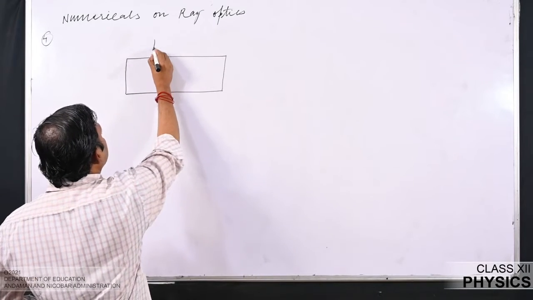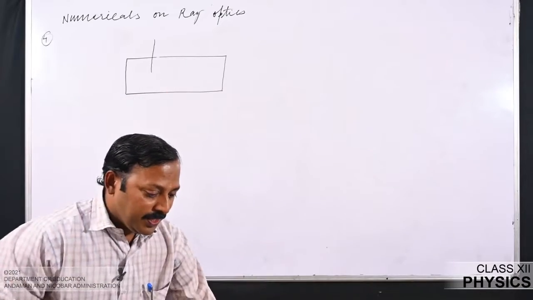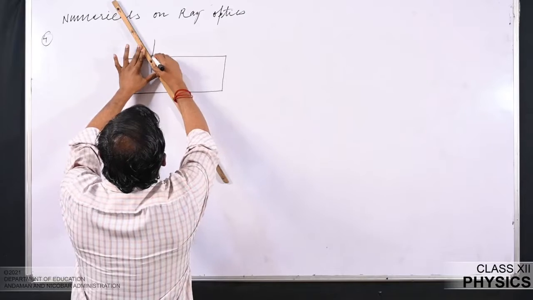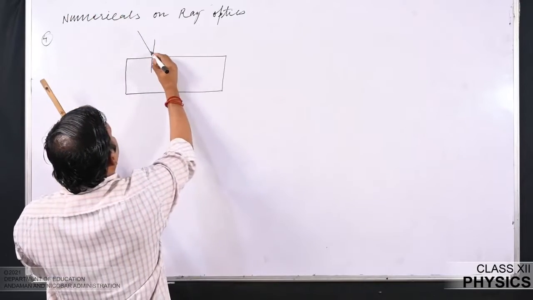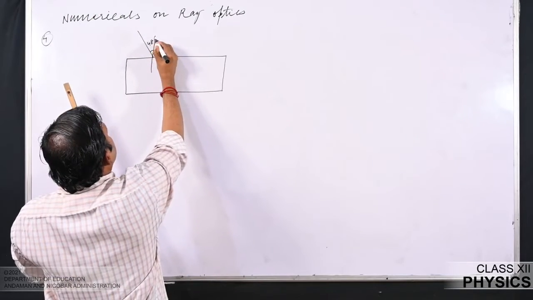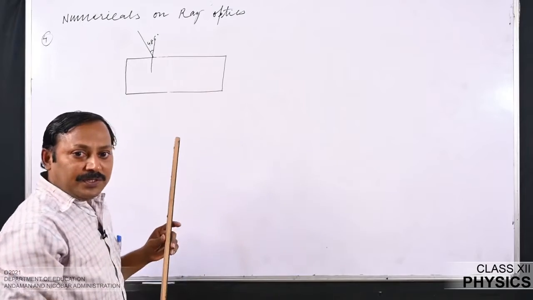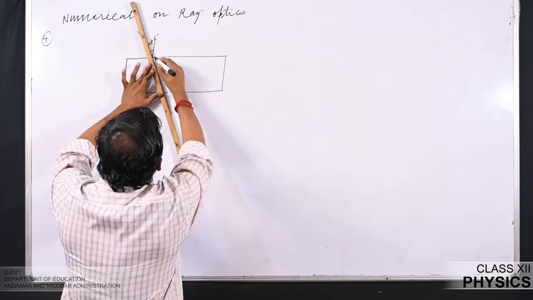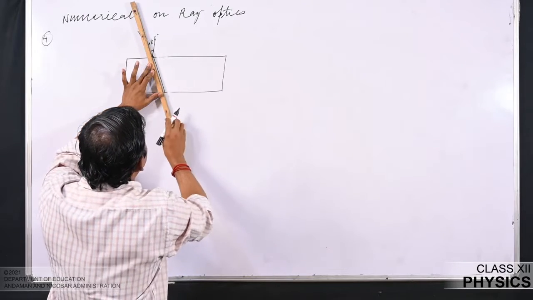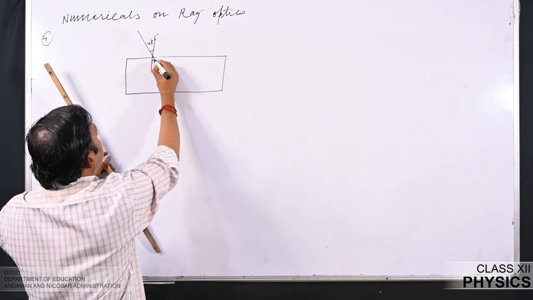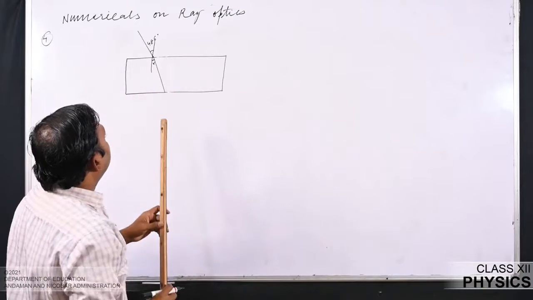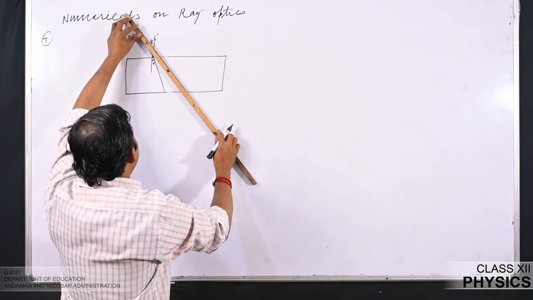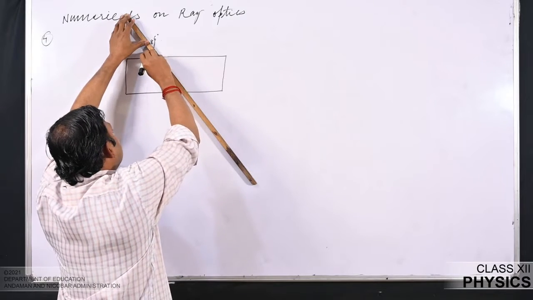At one face, the ray enters at an angle of 48.6 degree. It enters into the glass medium like this. Because its refractive index is higher, it bends towards the normal. Let this angle be R. Now, if no glass medium is there, then the beam has to pass as it is like this.